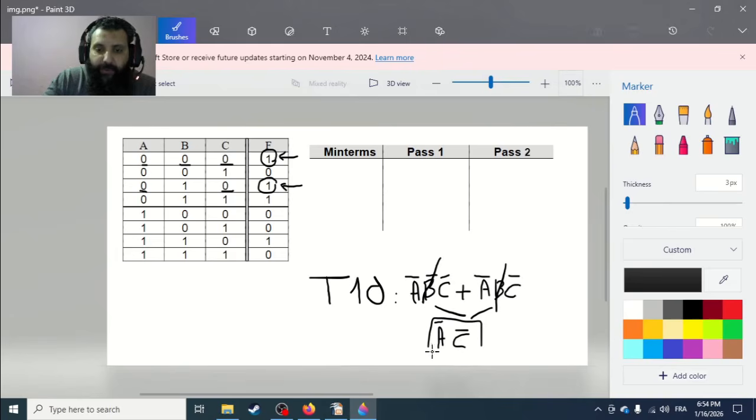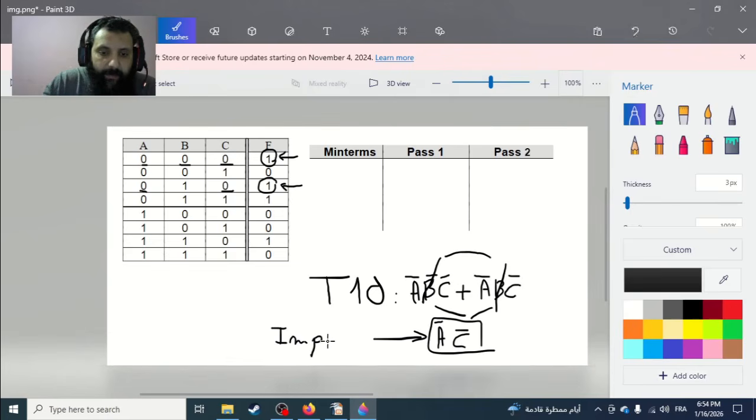This is the result. We call that aggregation. We do the assembly by elimination. We assembled those two and created this one. This one is called an implicant. We call that an implicant. And they are listed here in the first pass.